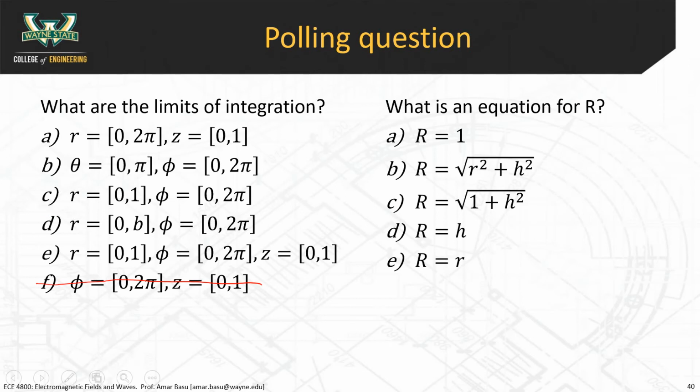So good. Why are the limits of integration 0 to 1 and 0 to 2 pi? Well, let's start with this: no one put A, so we don't have to worry about that one. Theta equals 0 to pi and phi equals 0 to 2 pi. This answer, with theta and phi, would be the spherical coordinate system, and we are in the cylindrical coordinate system, so that's why this would not be the correct answer. C is the correct answer.